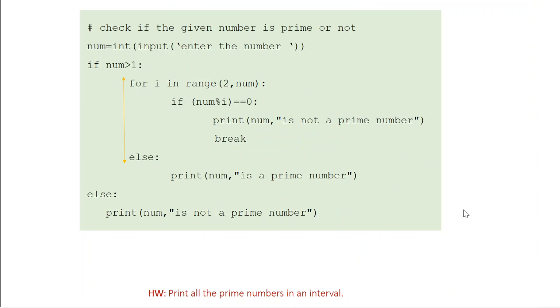Let's discuss one more example of a break statement. This is a popular exam question. Check if the given number is prime or not. You know what prime numbers are, right? You have numbers like 2, 3, 5, 7, 11, 13. All these are prime numbers. What's the meaning of prime number?